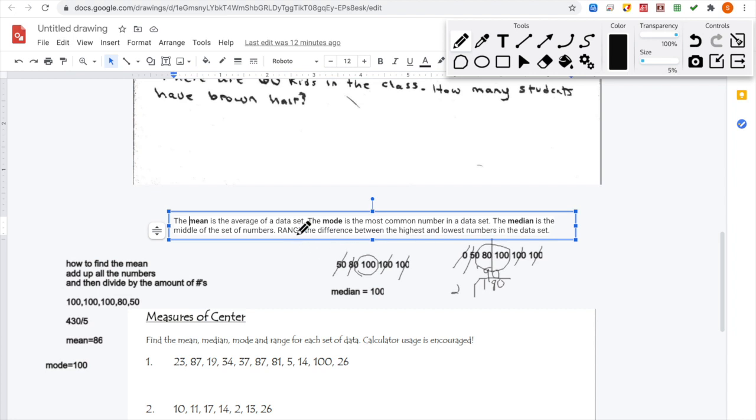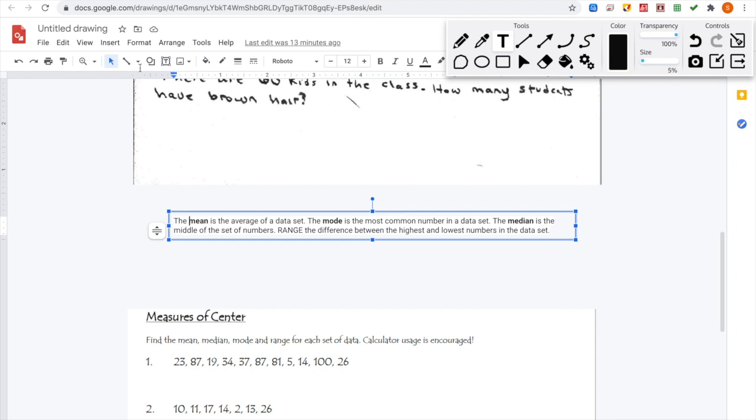And lastly, we have the range, which is the difference between the highest and lowest numbers. So in the original problem, we would have 100 minus 50. Our range would be 50. In this new problem, our highest is 100, our lowest is 0. So our range would be 100 minus 0, which is 100. So that's essentially how we're going to solve this.